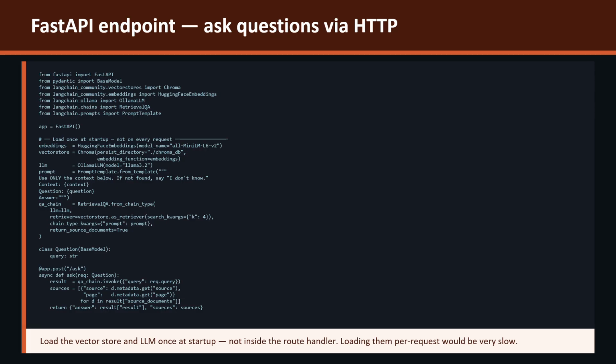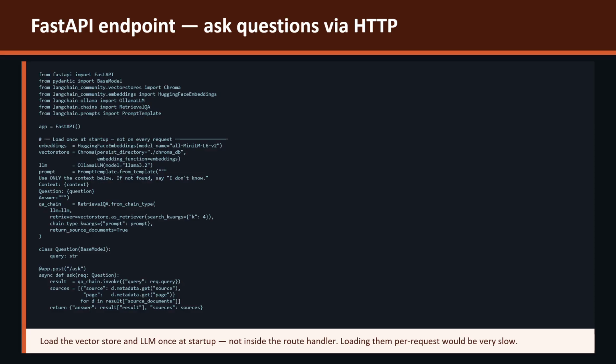Next, FastAPI endpoint. This shows how to expose your RAG system as a web API that any front-end or mobile app can call. The most important detail here is where the setup code is placed. The embeddings, vector store, language model, and chain are all created once at the module level, meaning they run once when the server starts. They are not created inside the route handler. This matters because creating the embeddings model and loading the vector store takes a few seconds. If you did this inside the route handler, every single request would wait that long before getting an answer. By creating them once at startup, all subsequent requests are fast because they reuse the already loaded objects.